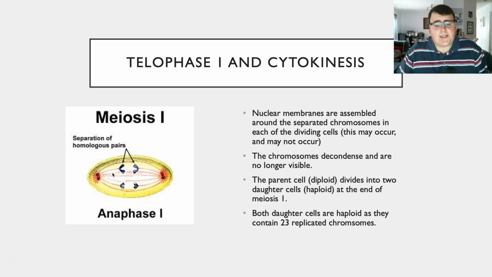Chromosomes will then also start to decondense and they'll no longer be visible. The parent cell, which was a diploid, then divides into daughter cells through cytokinesis and becomes haploid, and that's because it's only got one set of chromosomes now. You had the two sets of chromosomes lined up down the middle, and we physically separated them. So it's at the end of meiosis 1 that your cells actually become haploid. Both daughter cells are haploid, as they contain 23 replicated chromosomes, as we've just talked about.